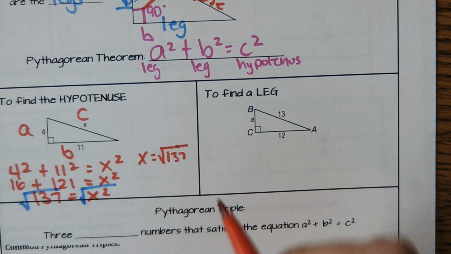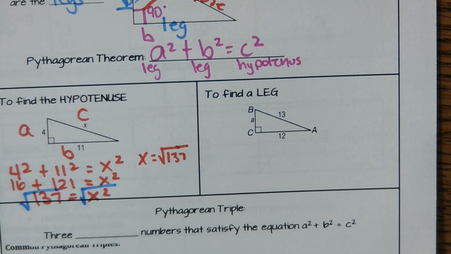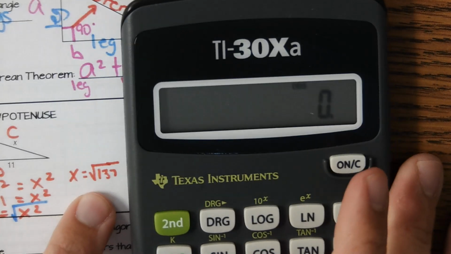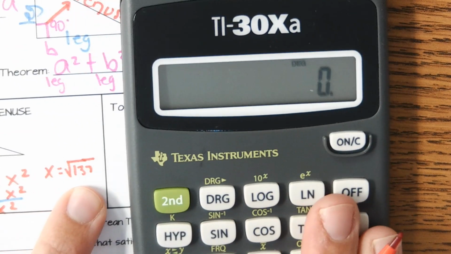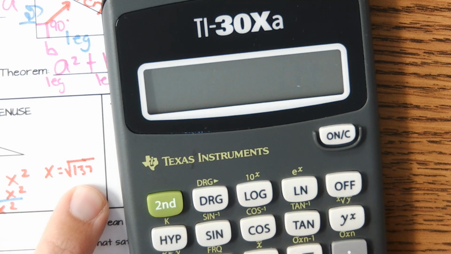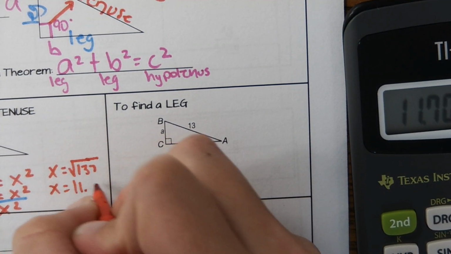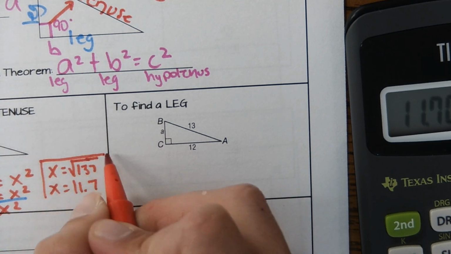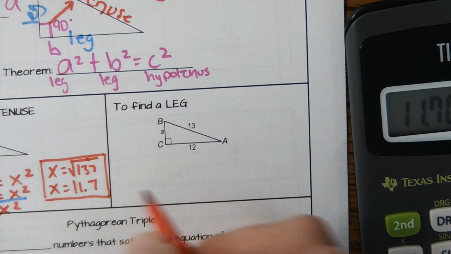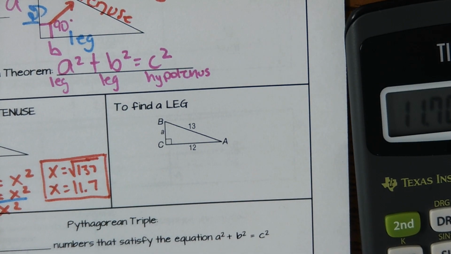We would simplify this if we could, but it's actually prime, like it can't be broken up into factors, which is kind of odd. And then to get the decimal of this, you can do 137 and then just hit square root, and you get 11.7. So x equals 11.7. Sometimes you'll see the answer in square root format, sometimes you'll see it as a decimal. Of course, both are correct.